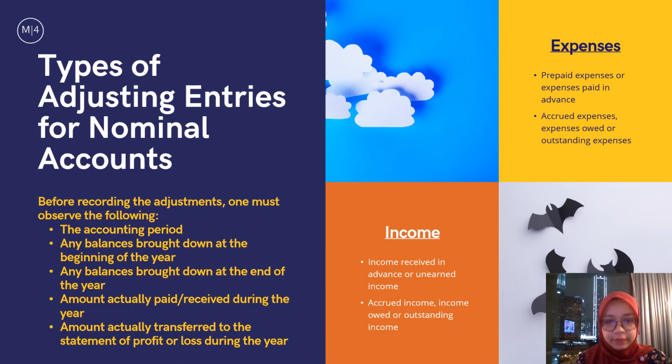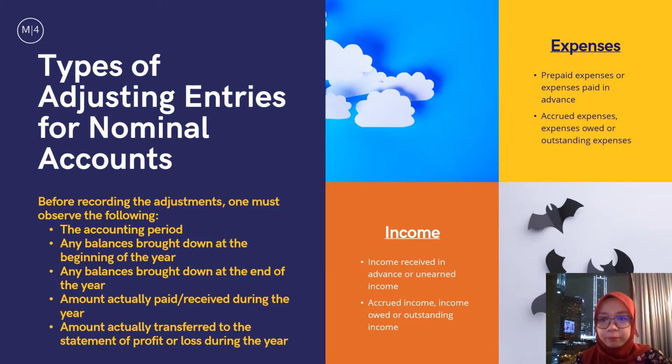There are two types of adjusting entries for nominal accounts. Usually, it is either an income or expenses account. For expenses, we want to recognize any prepaid expenses, or expenses that have been paid in advance. For example, in January we have paid the expenses for January until March. So we want to recognize the prepaid expenses of February and March to be recorded in our account.